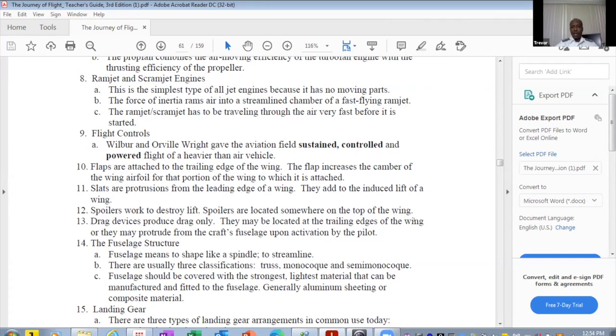The flap increases the camber shape of the wing, and of course creates drag. It also helps to create lift and take off. You have a certain amount of flap set that creates lift for the aircraft to take off from a short field or a short runway.